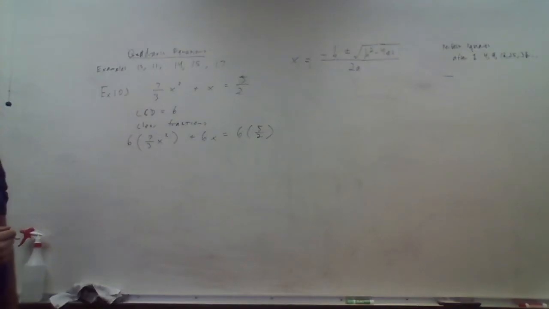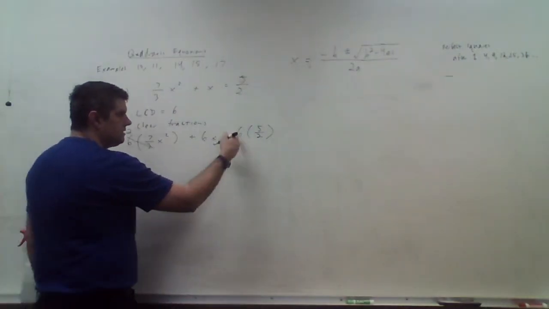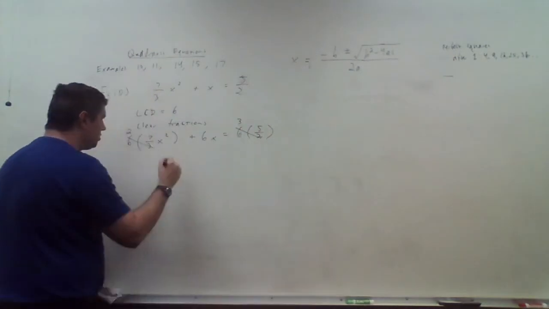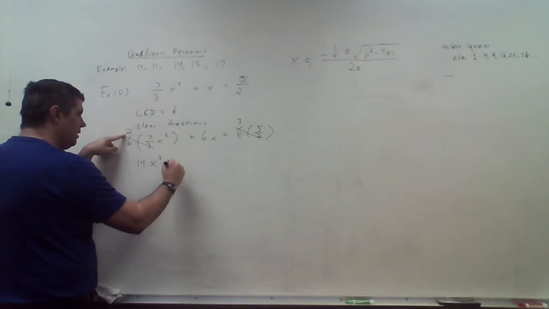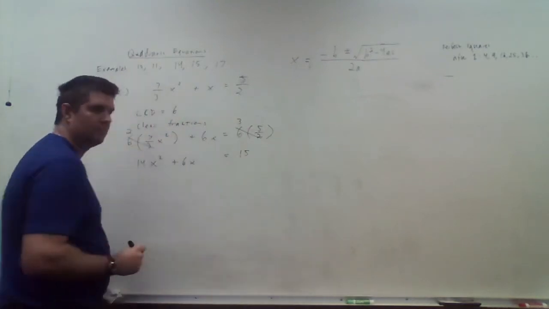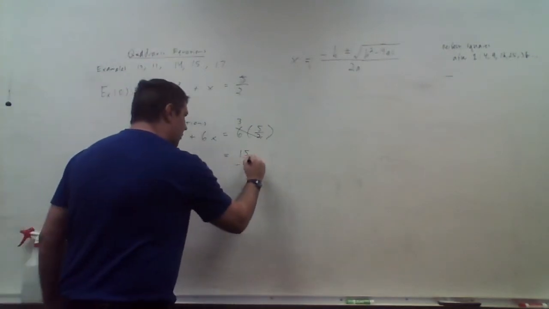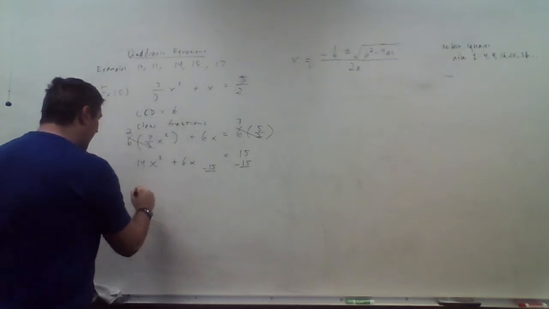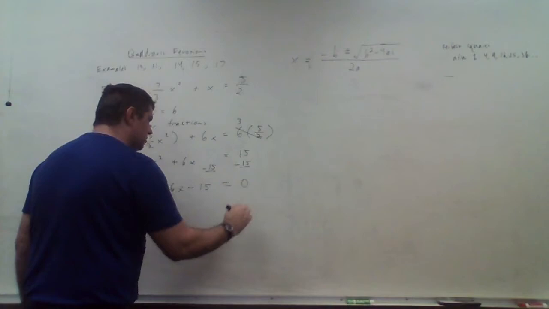We cancel away the denominators. So 6 divided by 3 is 2. 6 divided by 2 is 3. So we have 2 times 7 is 14 times the x squared plus 6x equals 3 times 5 is 15. I recommend putting any quadratic equation in descending order, equaling 0. So we have 14x squared plus 6x minus 15 equals 0.